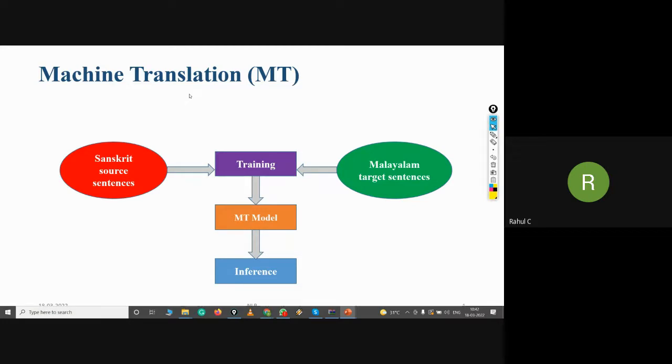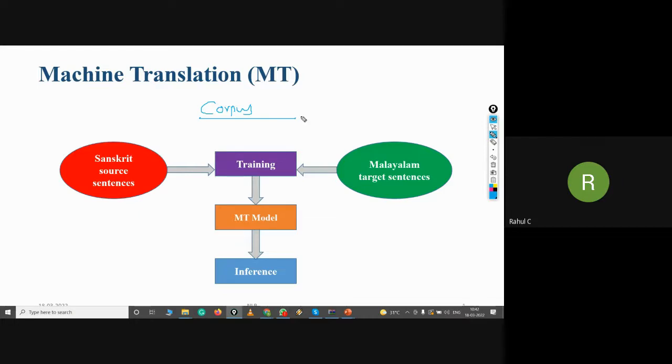Normally there are different techniques. Here we are using the corpus based approach. What do you mean by corpus? In all the machine translation techniques, we need a huge amount of corpus. A corpus, you can see, is a large collection of data. Large collection of data, in the case of machine translation.